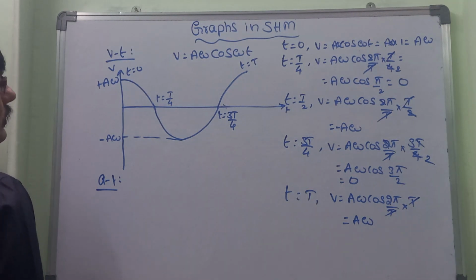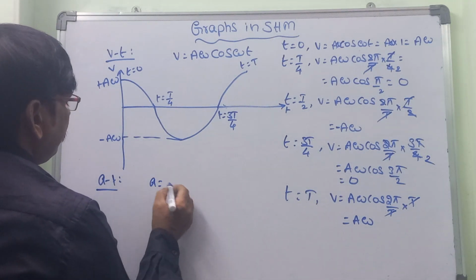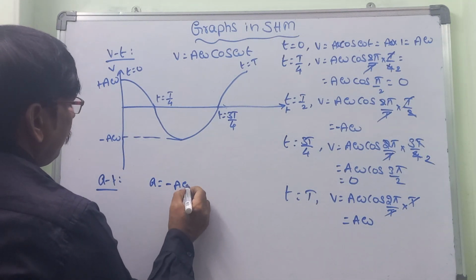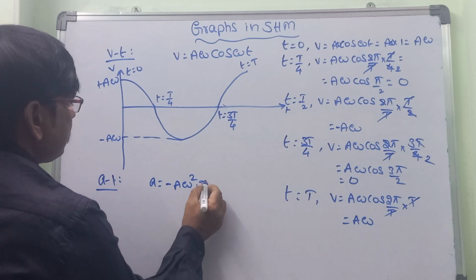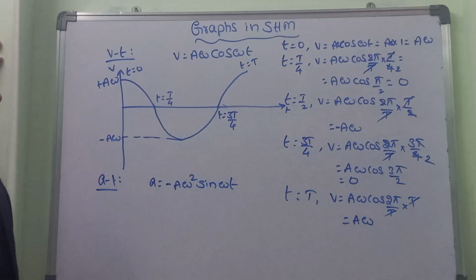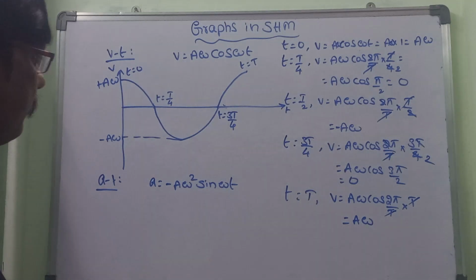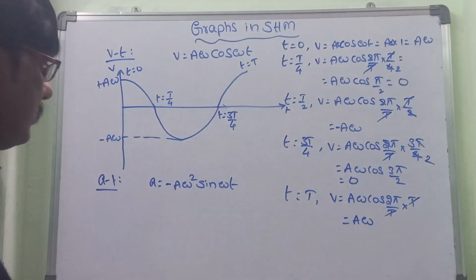What formula do we have for acceleration? Acceleration is equal to minus a omega square sin omega t. This is the formula we have for acceleration: minus a omega square sin omega t. Now let us apply the same approach for this one also.